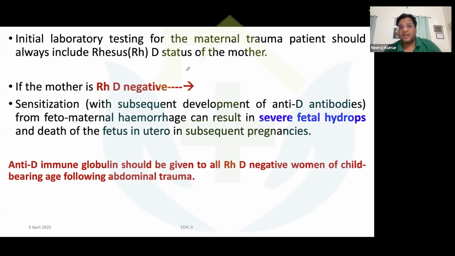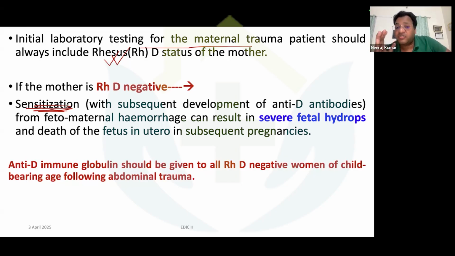So initial laboratory testing for maternal trauma patients should always include the RHD status of the mother. And if the mother is RHD negative, sensitization is the issue. Sensitization will be there, with subsequent development of anti-D antibodies. And because of this sensitization, this feto-maternal hemorrhage, this spilling of fetal blood into the maternal circulation, can lead to severe fetal hydrops and intrauterine death in a subsequent pregnancy.